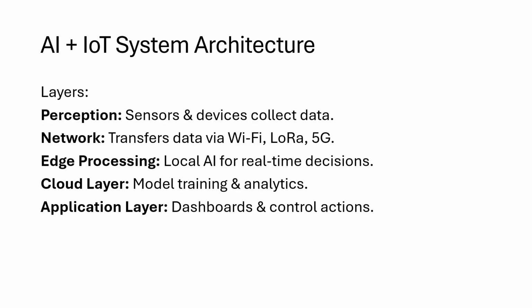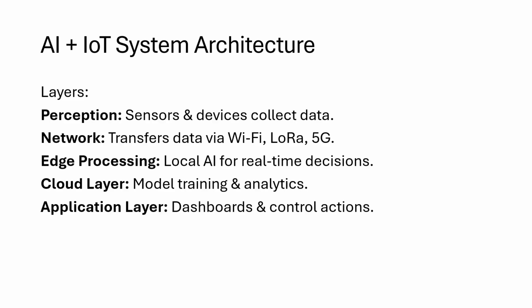So next we are going to see the AIoT system architecture, layer by layer. The first layer is the perception layer. It contains the sensors and devices which collect the raw data such as images, temperature, and healthcare signals. The next layer is the network layer. While collecting all this data, the data is transferred using Wi-Fi or similar technologies.